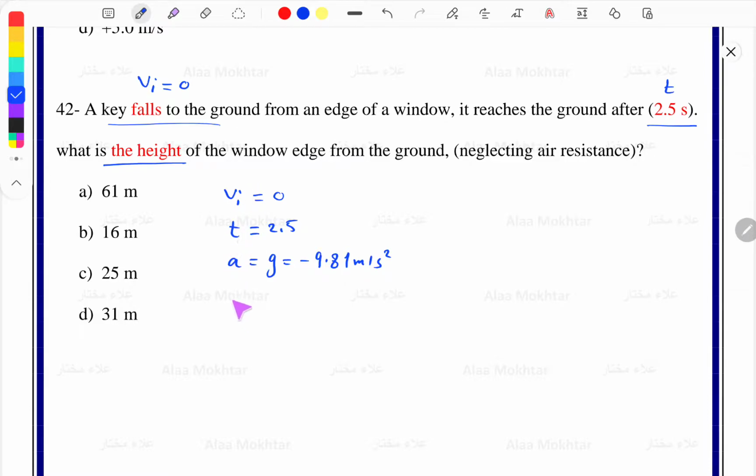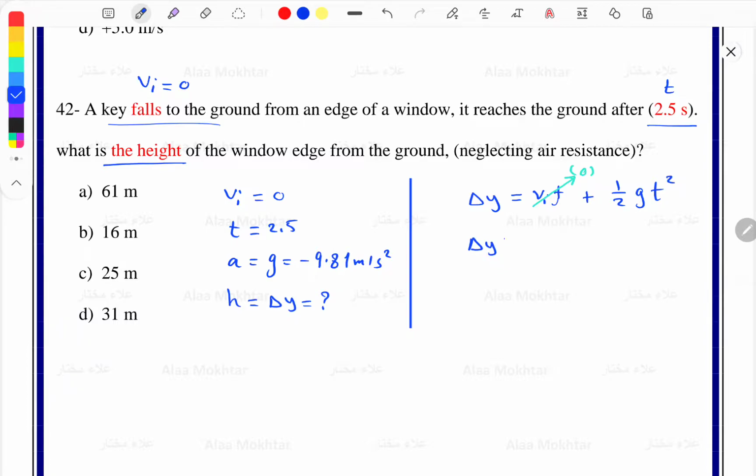He asked about height, or delta y. You can write it delta x or whatever. As you see, the numbers are positive, so delta y we must calculate in positive. Delta y in free fall equals V initial t plus 1/2 g t squared. V initial is 0, so this term will be 0.